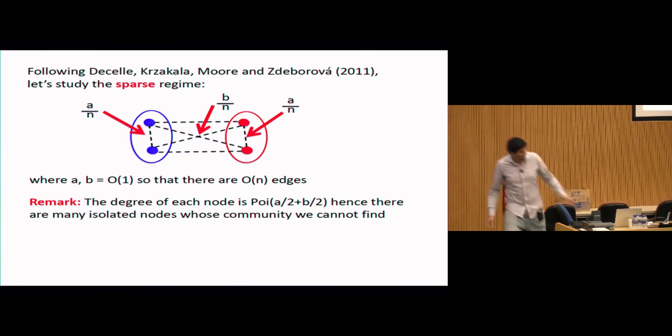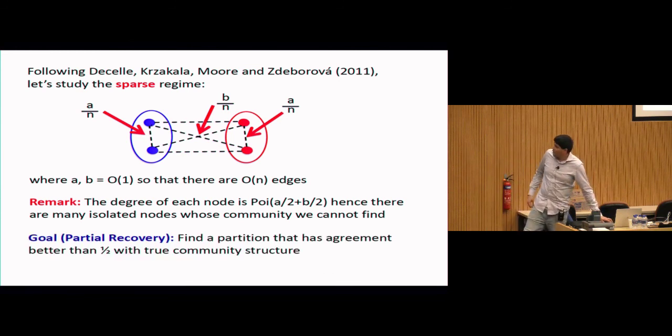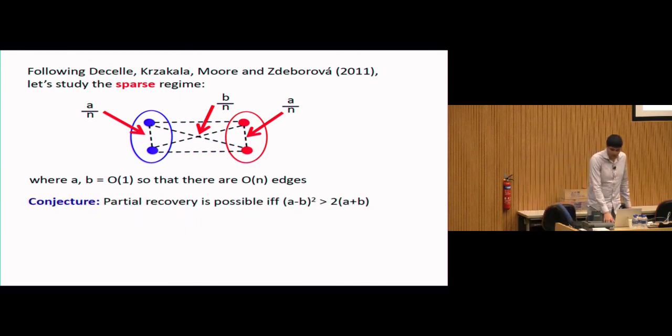Instead, the way that they set up their question was they just wanted to find a partition, a bisection of the graph that had non-trivial agreement with the true one. So something that agrees with 51% of it. So you take your algorithm, you spit out a bisection, and in one of the pieces of the bisection, 51% of the nodes are blue, and in the other one, 51% are red. And that's called partial recovery.